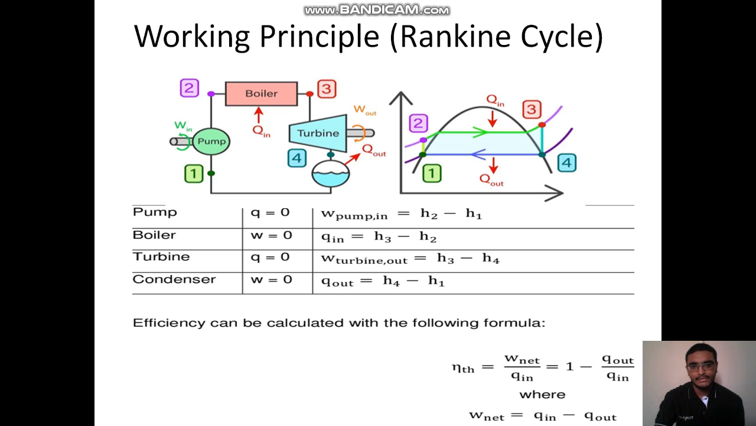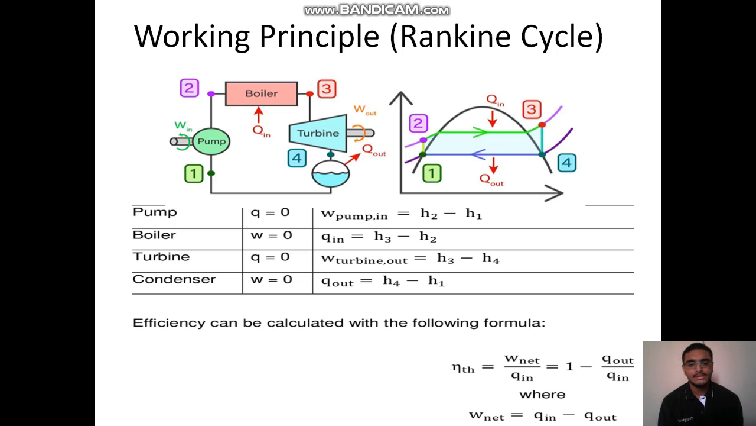From 1 to 2, as we see, is the pump work given in. 2 to 3 is the heat given in by the boiler. 3 to 4 is the work given out by the turbine, which is the electricity production. And 4 to 1 is the condenser heat given out.